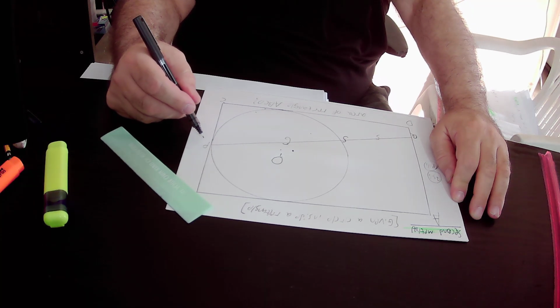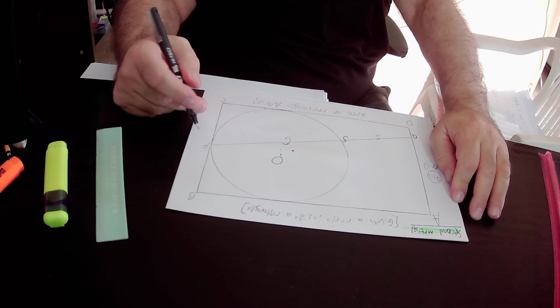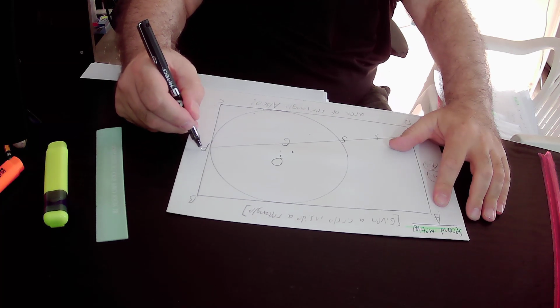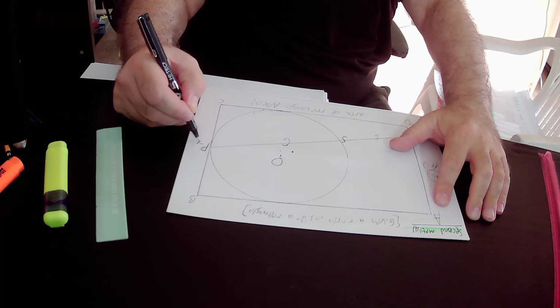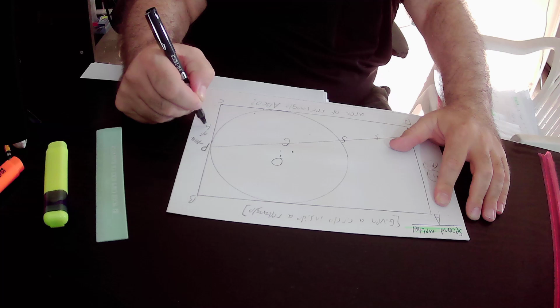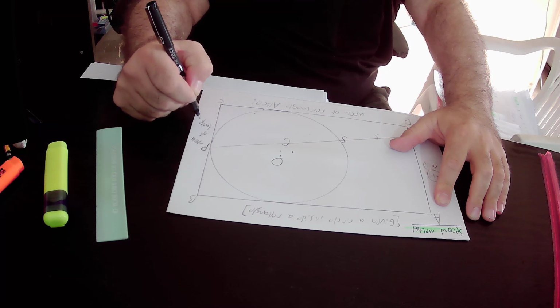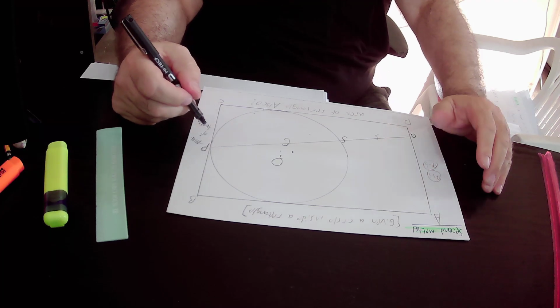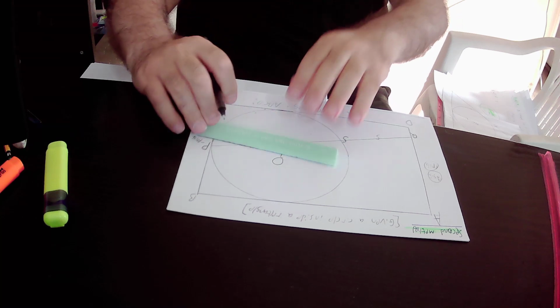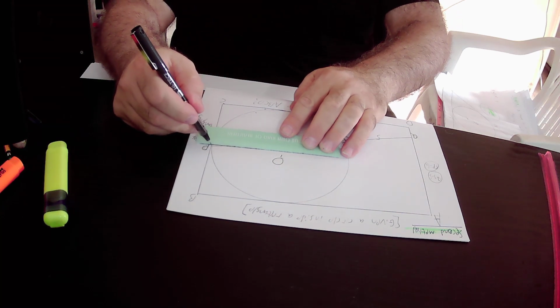Point P is the point of tangency of tangent BC with this circle. So we join points P and O together by a straight line.